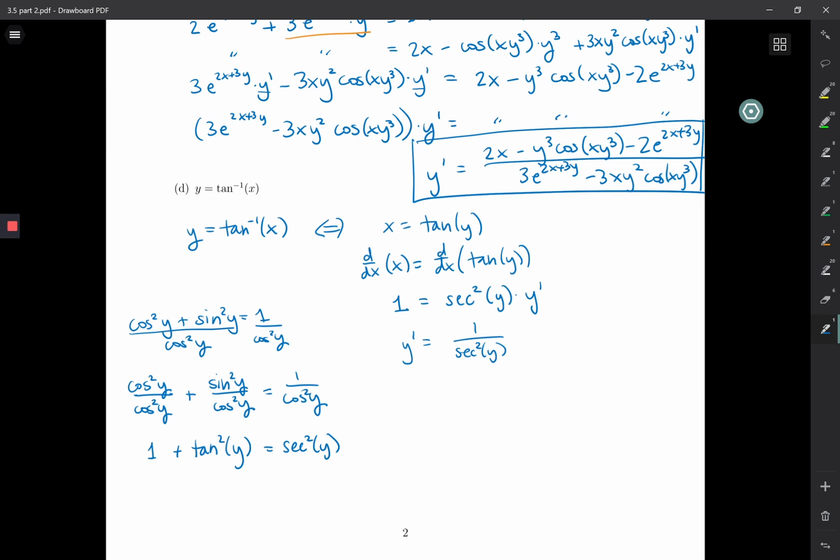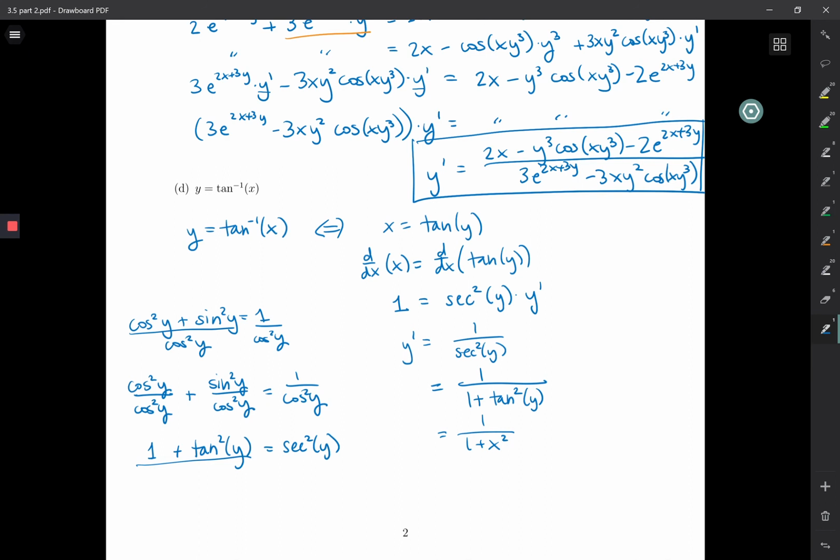So I'm going to replace this secant squared that I have in my derivative with 1 plus tangent squared y. The reason I want to do that is because I know that x is equal to tangent of y. After I replace this using my trig identity, I can replace that tangent of y with just x. And so I will get 1 over 1 plus x squared. And that is the derivative of inverse tangent, right?